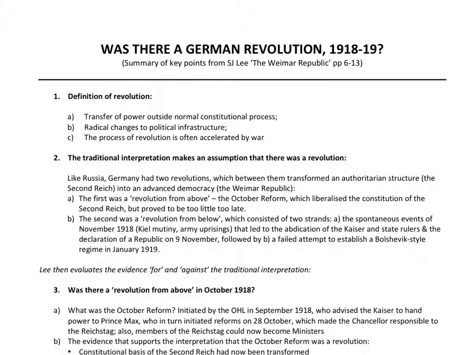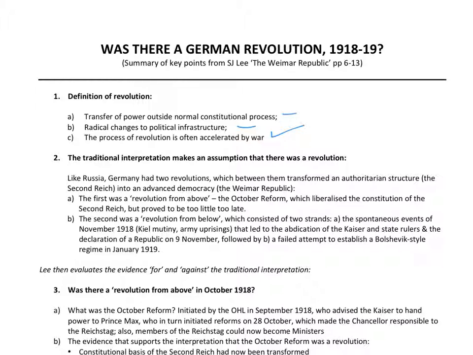Okay, hello everyone. So this podcast will look at Stephen Lee's essay, Was There a German Revolution, 1918 to 1919? Now he starts off by defining revolution, which is a pretty sensible start, and a workable definition, this one. To transfer power outside the constitutional process, a radical change to the political infrastructure, and revolution is often a process that is accelerated by war. So those are the sort of three key strands there.